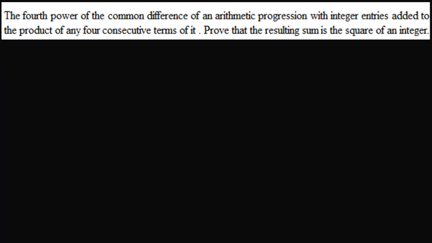The fourth power of the common difference of an AP with integer entries is added to the product of any 4 consecutive terms. Prove that the resulting sum is the square of an integer. So we need to find 4 consecutive terms of an AP. Let these terms be a minus 3d, a minus d, a plus d, and a plus 3d, and for this AP the common difference is 2d.